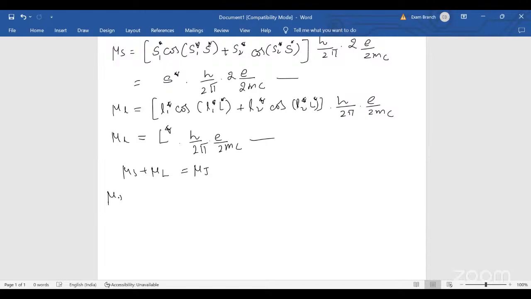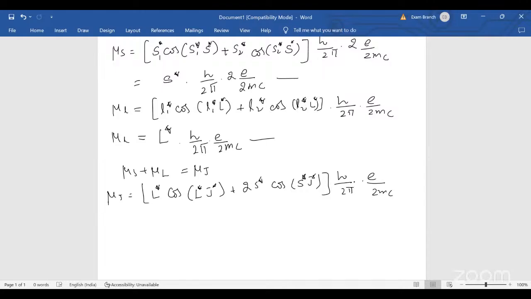Mu J is equal to a combination of both L and S. So L star cos of L star and J star. Similarly for spin, we have 2 times S star cos of S star and J star, into h by 2 pi, into e by 2 mc. Okay, so simply by adding these two, we are going to get this one.